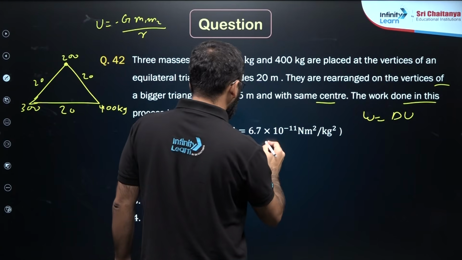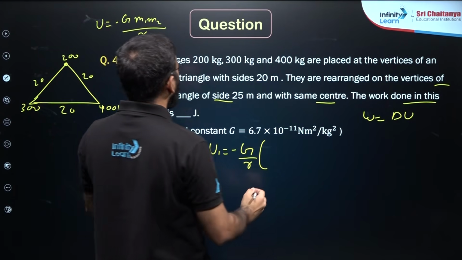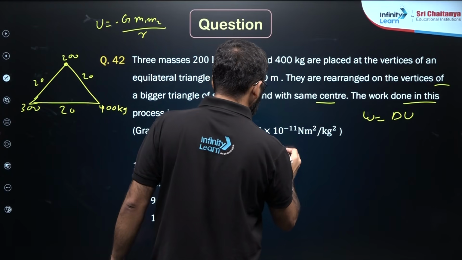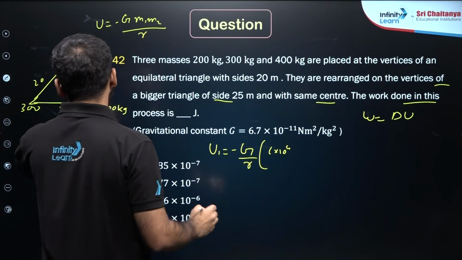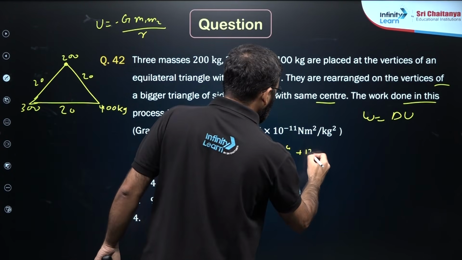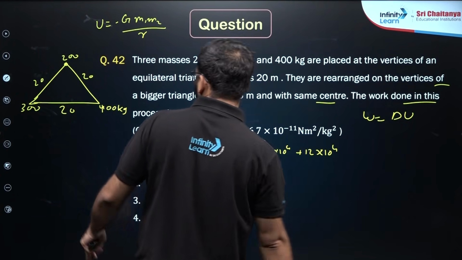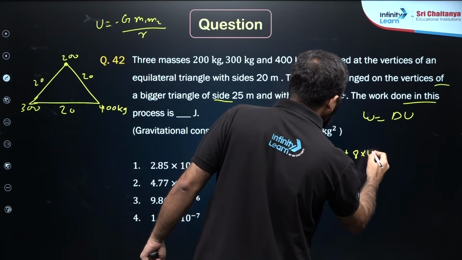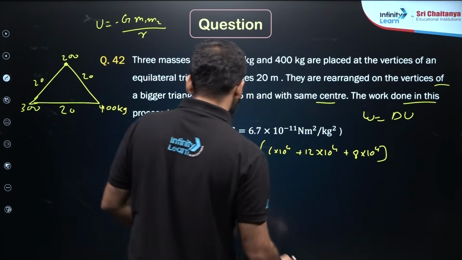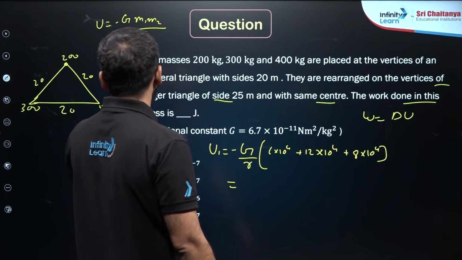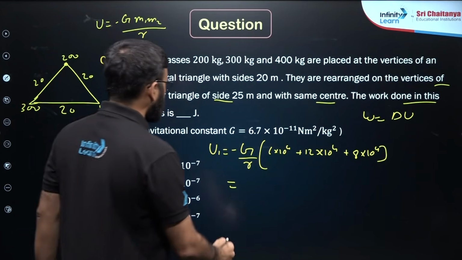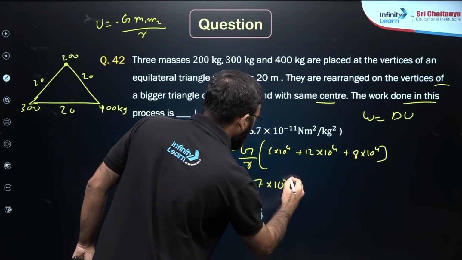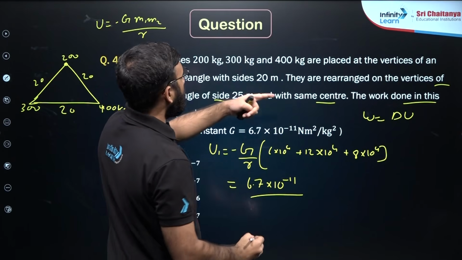G upon R into M1 M2, that is 200 and 300, 6 into 10 to the power 4, next one 300 plus 12 into 10 to the power 4, and next one is 8 into 10 to the power 4. Okay beta, so what is my distance between them? That is my 20 meters. So G value is 6.7 into 10 to the power minus 11 divided by 20 meter.